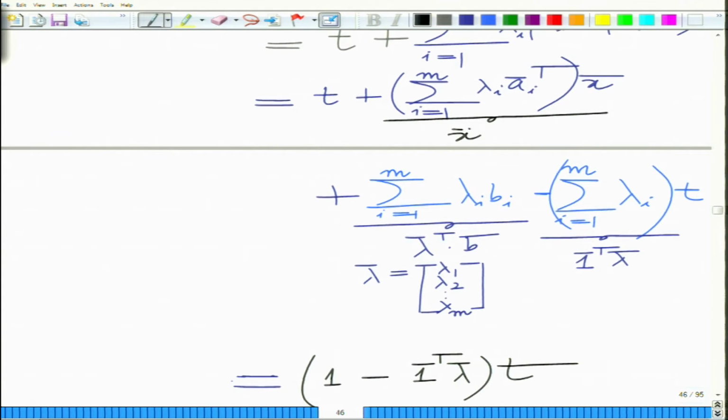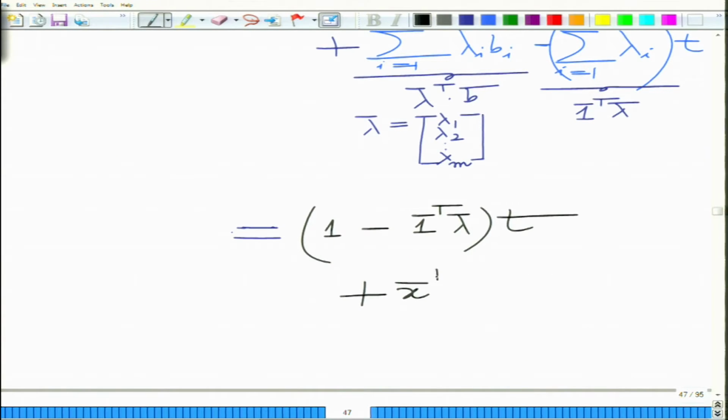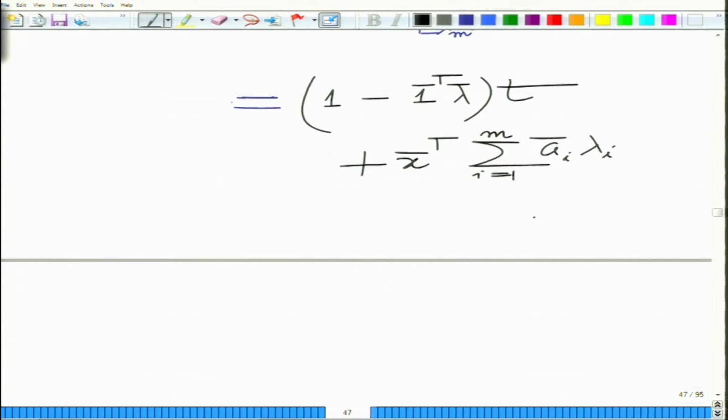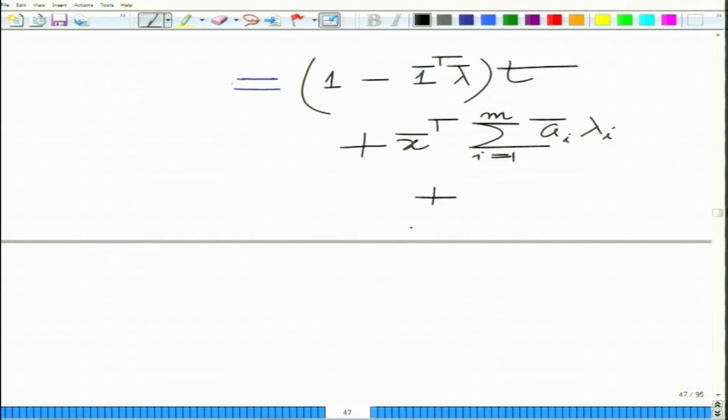So, I can write this as x bar transpose summation I equal to 1 to m a I bar into lambda I. It is very convenient to write it that way. Plus you have this quantity lambda bar transpose b bar, that is summation lambda I b I, which is basically lambda bar transpose b bar.